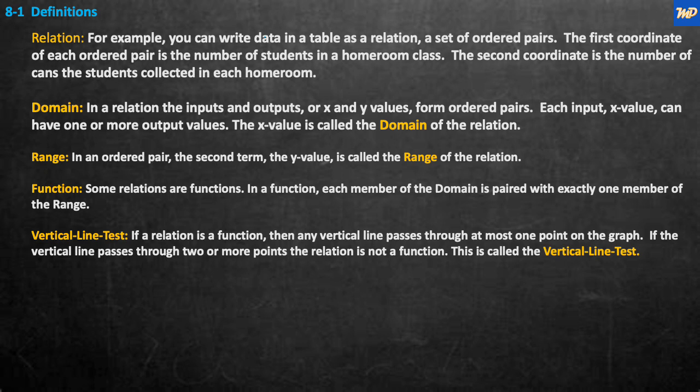And then there's a thing called a vertical line test. If a relation is a function, then any vertical line passes through at most one point on the graph. If the vertical line passes through two or more points, the relation is not a function. And this is called the vertical line test. That's how you can determine whether something is a function or a relation.